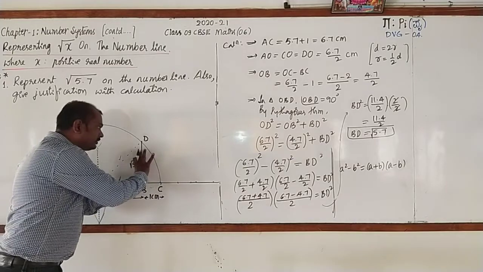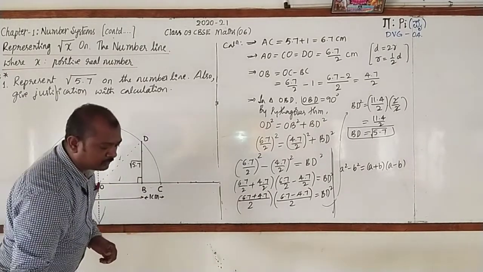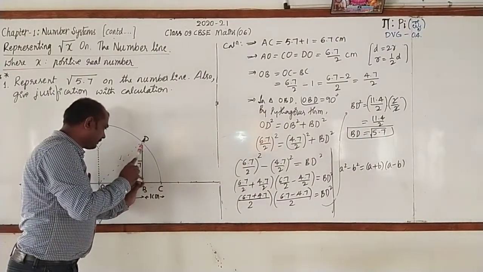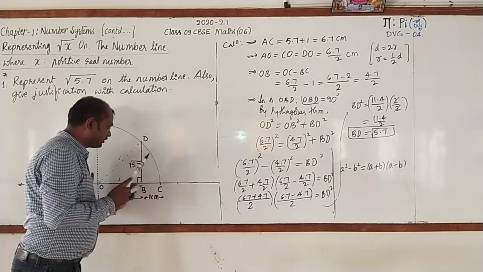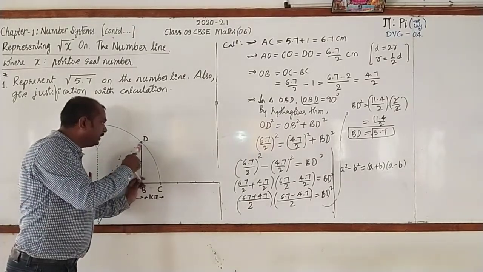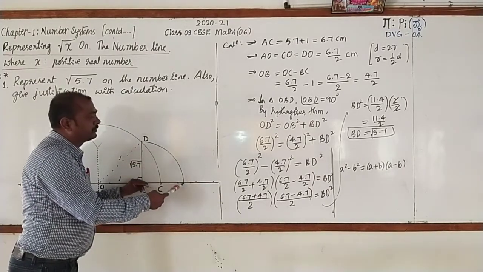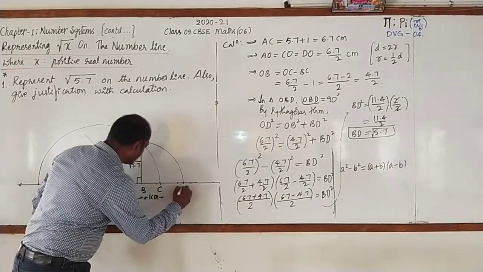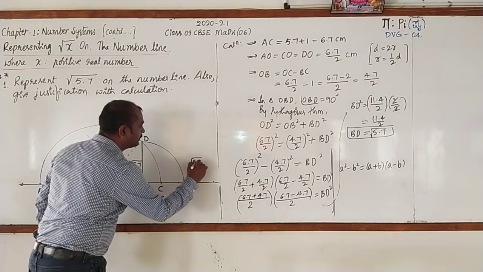Now, this length should be represented on the number line. Again we have to use the compasses. Take a distance of BD and draw an arc. See, with B as center, it is very important. With B as center, BD as radius, draw an arc which cuts the number line at a point and call this point E. So this point is square root of 5.7.